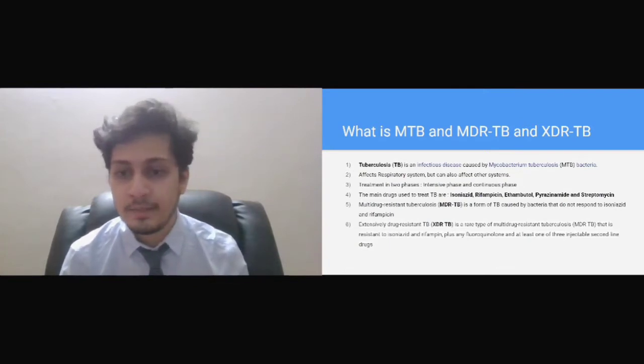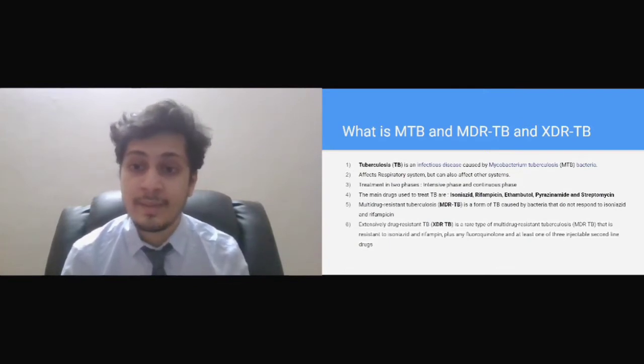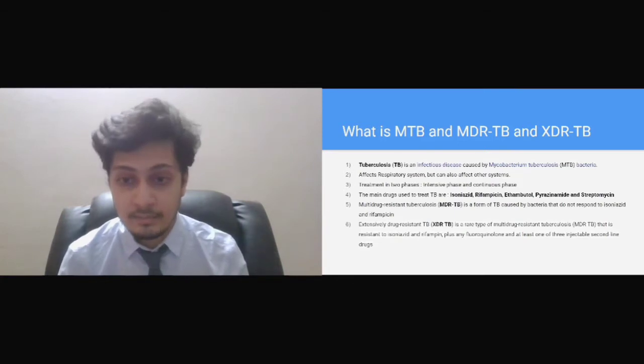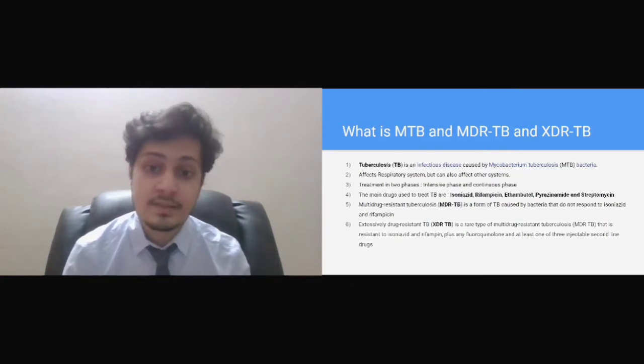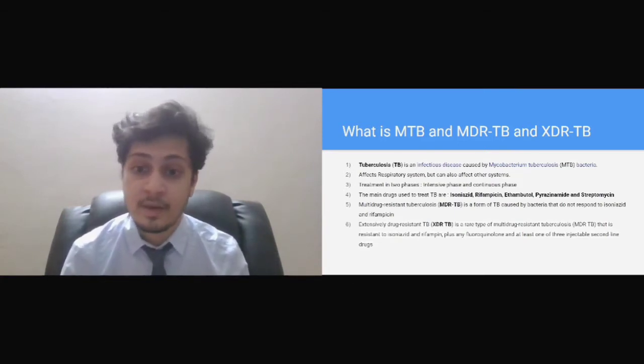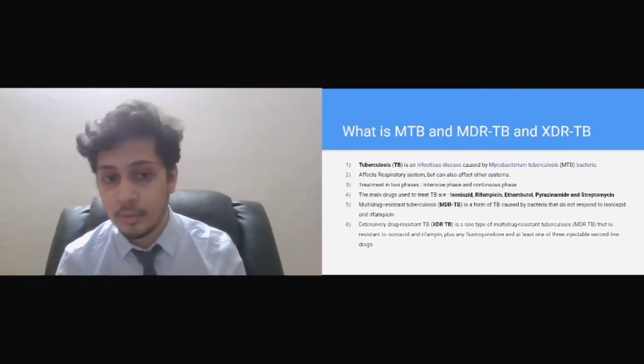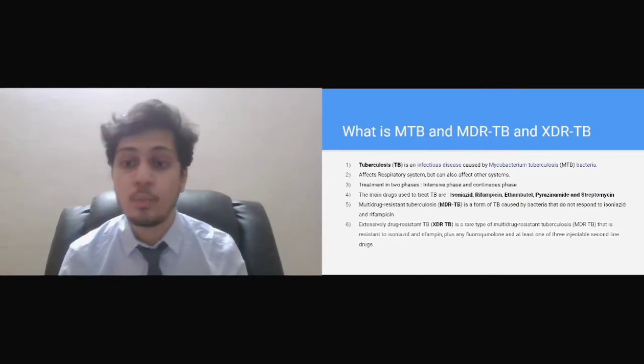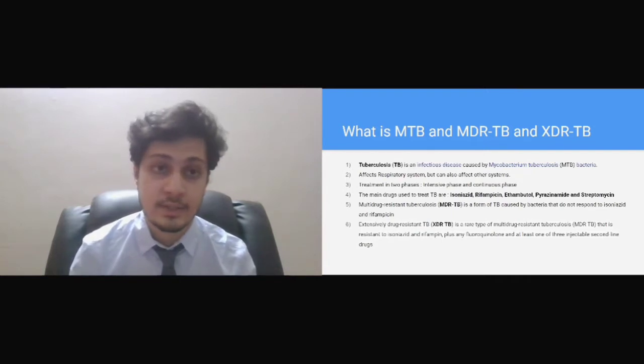MDR-TB is a variant of TB that is caused by bacteria that do not respond to two main drugs, isoniazid and rifampicin. XDR-TB is a rare type of MDR-TB that is resistant to isoniazid and rifampicin, plus any fluoroquinolone such as streptomycin, and at least one of the three injectable second-line drugs such as amikacin.